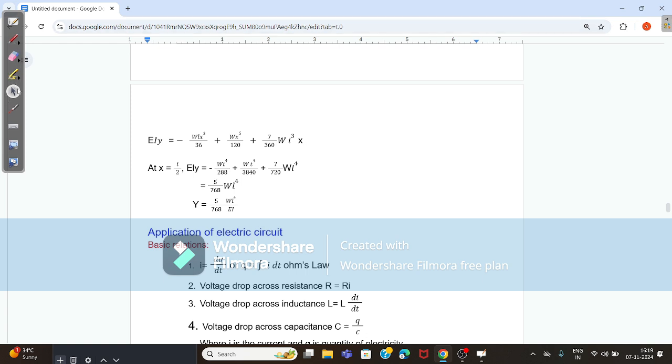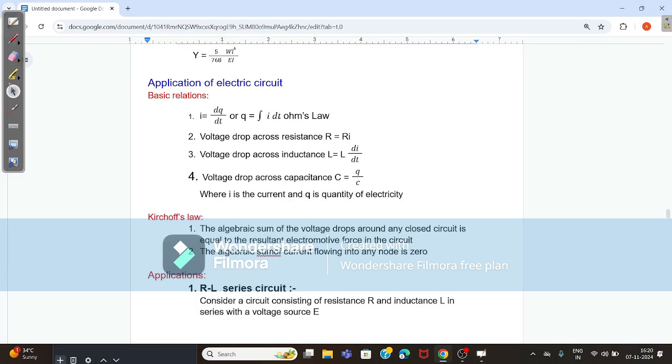Now this is the new concept here, application of electric circuits. Basic relationship: i is equal to dq by dt, or q is equal to integration of i dt. This is Ohm's law. Voltage drop across resistance is Ri, voltage drop across inductance L is equal to L into di by dt. Voltage drop across capacitance C is equal to Q by C, where i is the current and Q is the quantity of electricity.